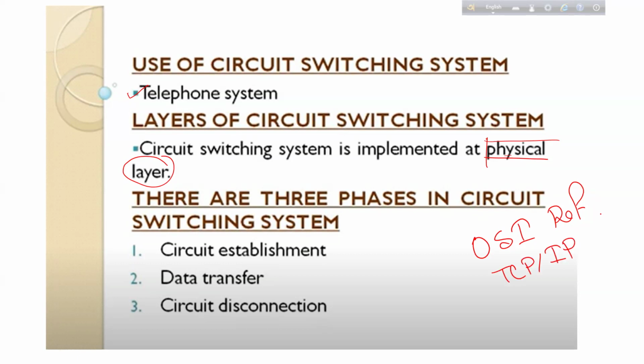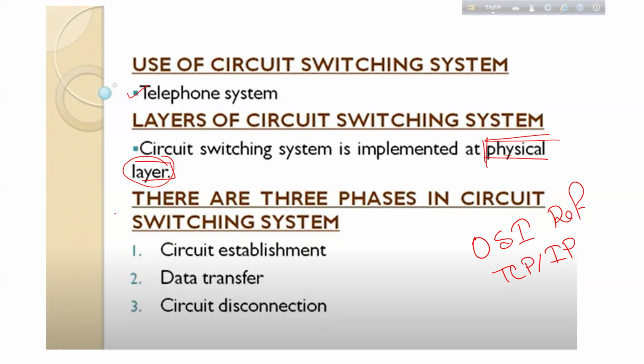We all know about the different layers of this reference model. At the first layer is the physical layer. So far we do not know very much detail about these layers or their functions, but we are all familiar with these 7 layers or 5 layers. Now, this circuit switching system is implemented at the first layer, the physical layer. For the time being, you just know that this circuit switching system is implemented at the physical layer.